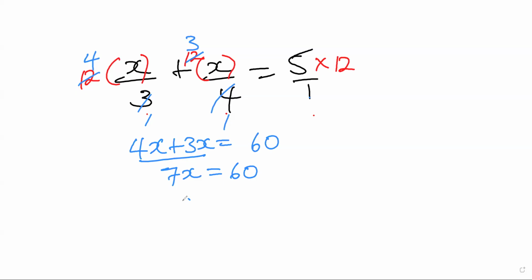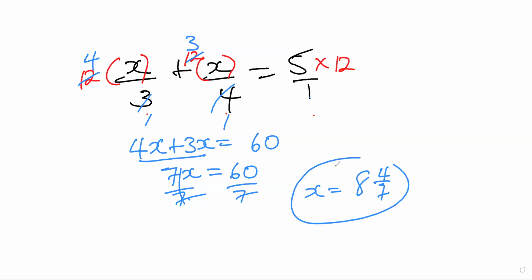And then, of course, how many groups of 7 can we get out of 60? That should be 8, because 8 sevens are 56. So that's 8 and 4 over 7. So we find our LCM and we multiply it throughout every single thing. The common error: students will multiply this by 12, and not this. Remember, whatever we do to an equation, we have to do to all of the sides.